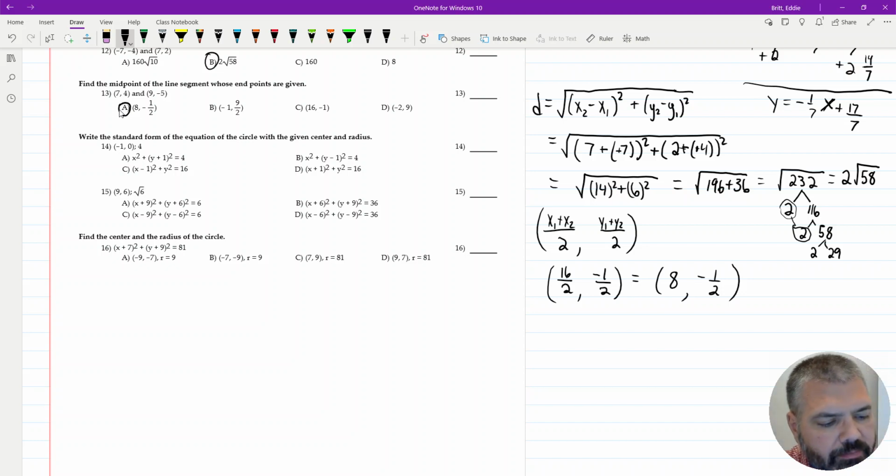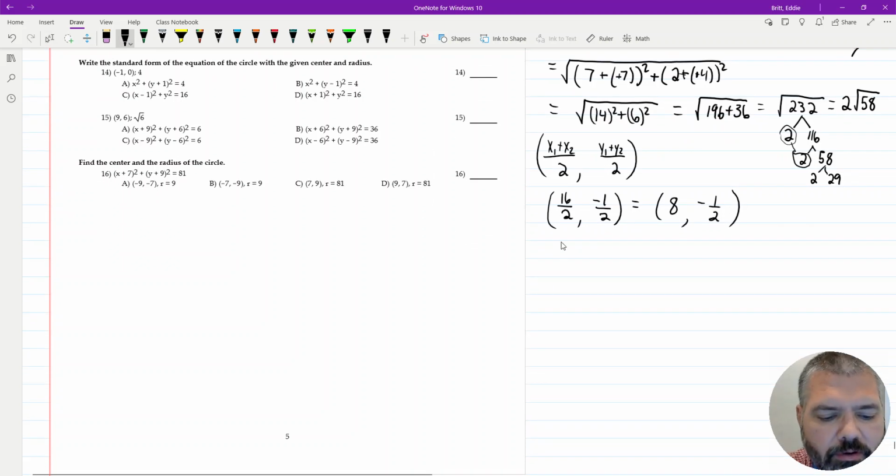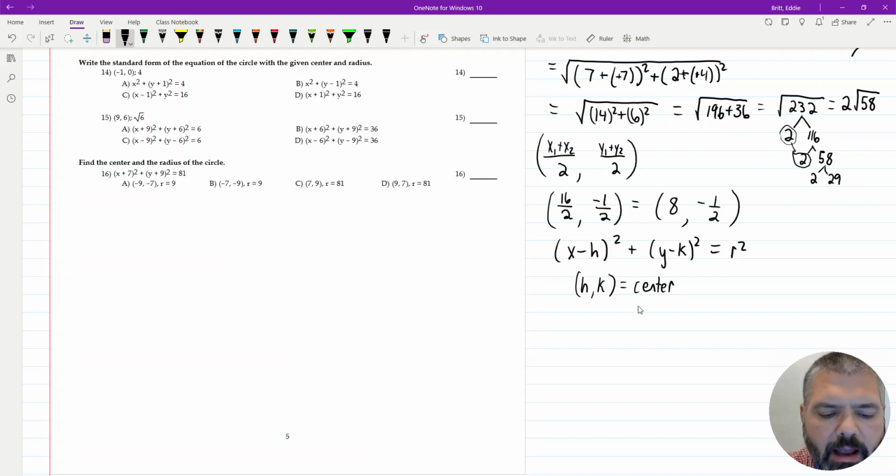All right, the next problem says write the standard form of the equation of a circle with the given center and radius. So to be able to do that, we need to know the formula for a circle. The formula for a circle is (x minus h) squared plus (y minus k) squared equals r squared, where (h, k) is the center of the circle and r is the radius of the circle.